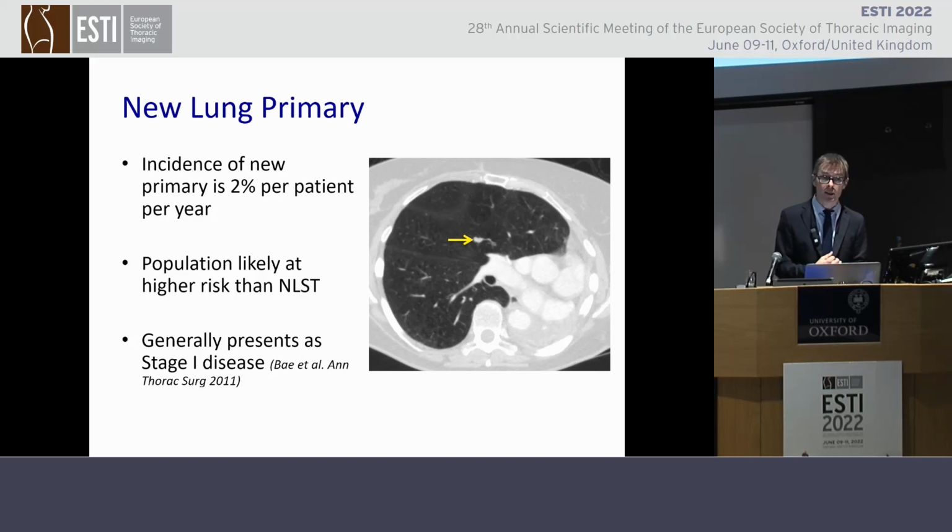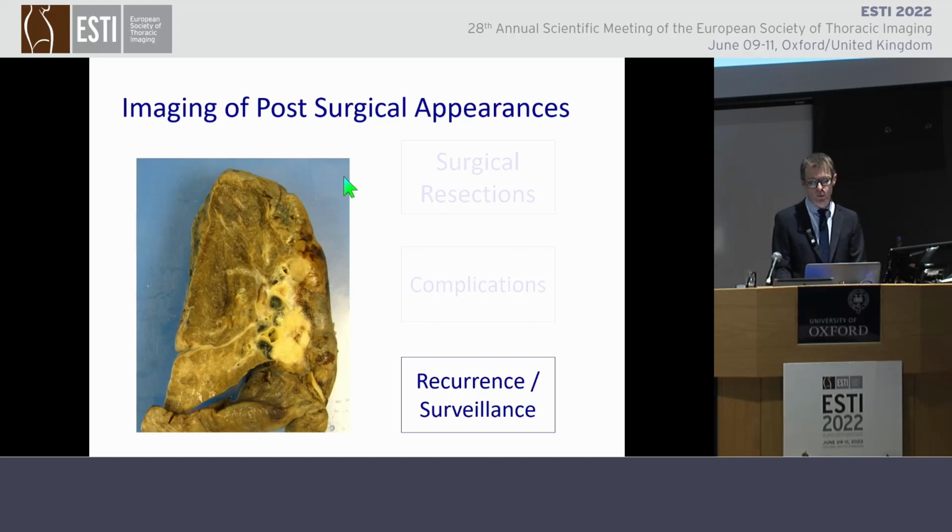The population is probably at higher risk than those that are in the lung cancer screening trials, so we certainly should be following up these patients to find new primaries. They often present as relatively early stage disease and they're suitable for curative treatment. So it is important to follow them up.